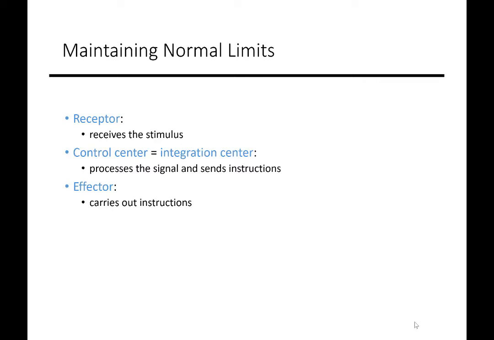The basic components, if you're trying to put this on a computer analog, is you would have a receptor that receives the information, the stimulus. The stimulus could be the person is too hot, and it's a temperature sensor, or it could be a chemoreceptor that says we have too much blood glucose. That's the receptor. It receives the information that we are out of bounds.